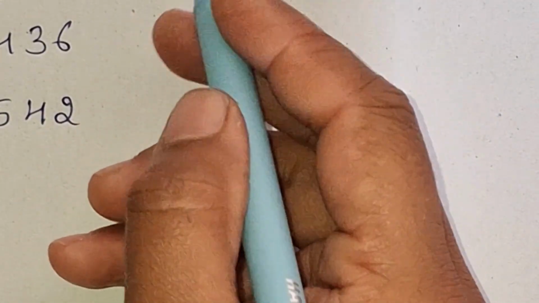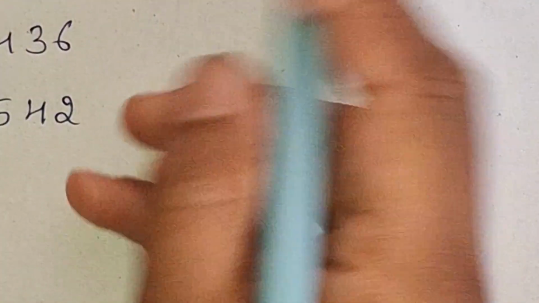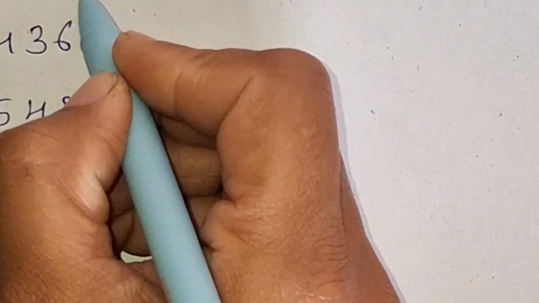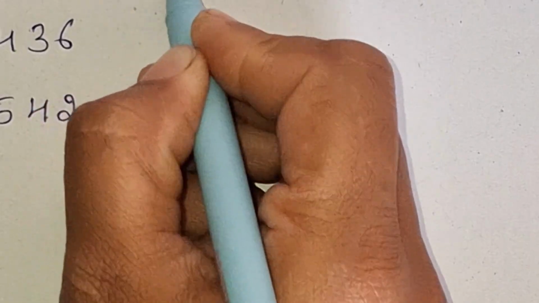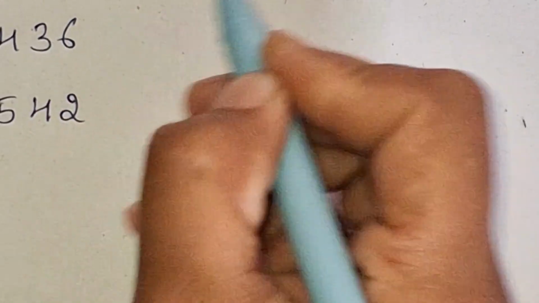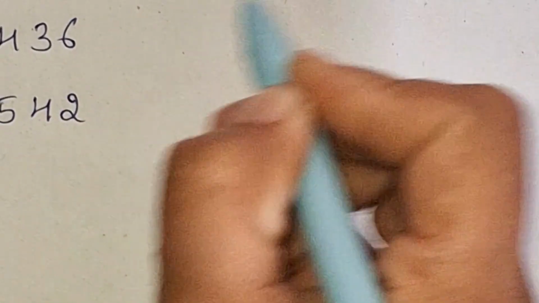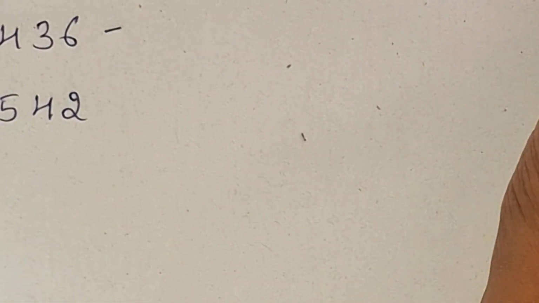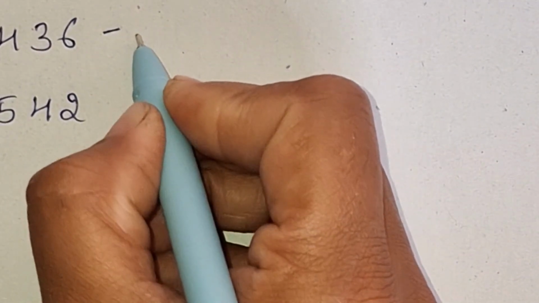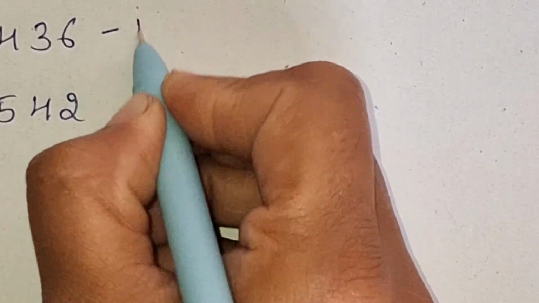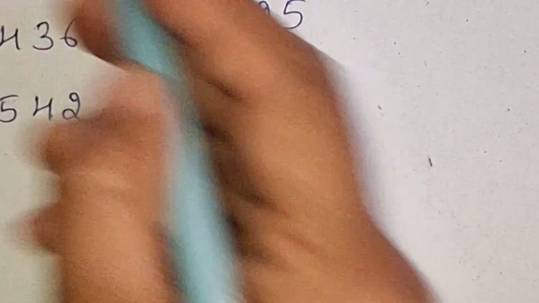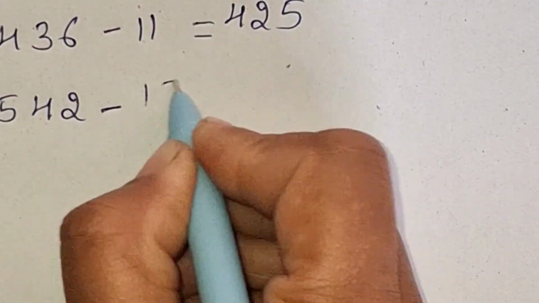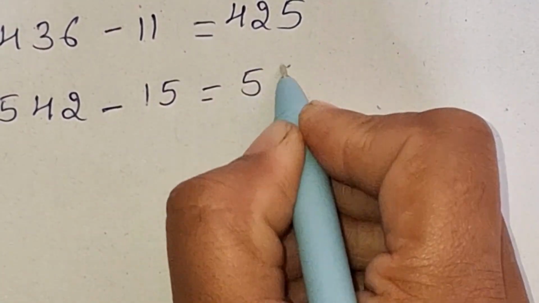In the shortcut method, we have to subtract the remainder from the numbers. So 398, the remainder is 7. We subtract: 398 minus 7 is 391. Then what is the remainder of 436? 11. So 436 minus 11 equals 425. And the remainder of 542 is 15. Subtract: 542 minus 15 equals 527.